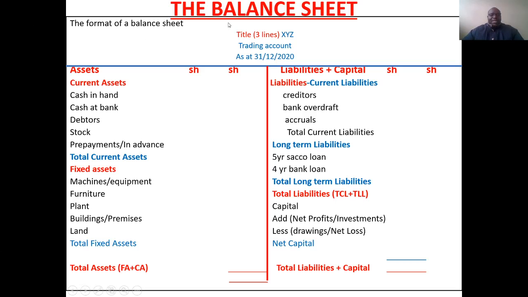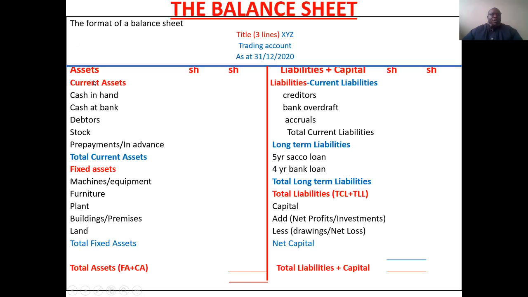The format of a balance sheet. We have the T shape, the 3 lines, and here it should be balance sheet, not trading account. So the name of the business, balance sheet, and the period as a certain period of time. Then on one side we have assets, liabilities, and capital. Assets can also be presented on this side and capital, liabilities on this side. But this is the usual format. So assets, as we had said, we have current assets and fixed assets. So the sum total of current assets and fixed assets forms the total assets and written here.